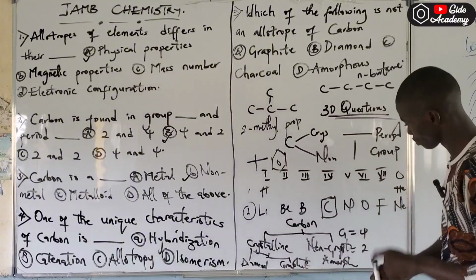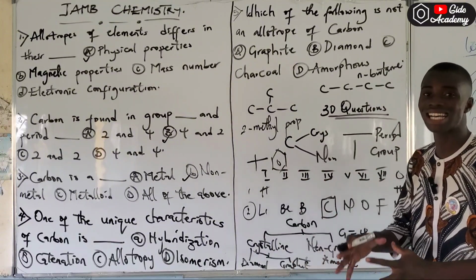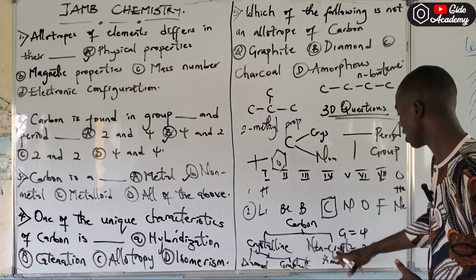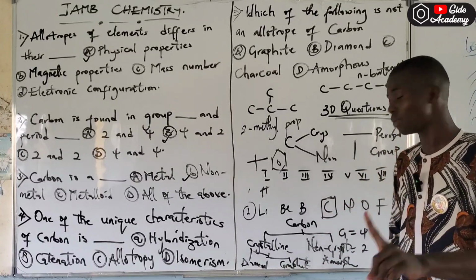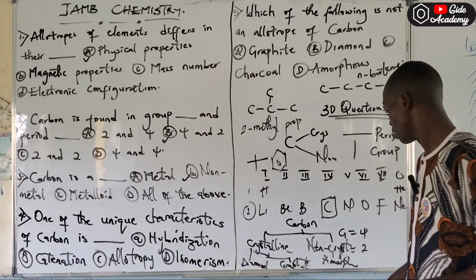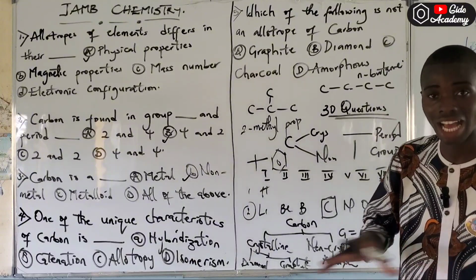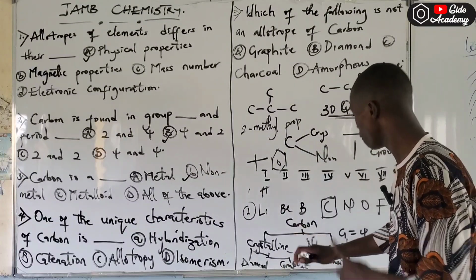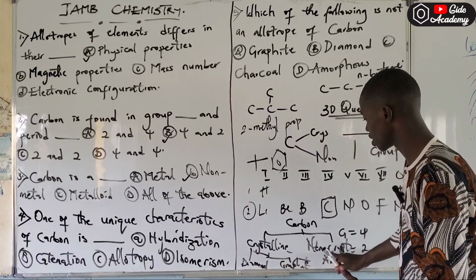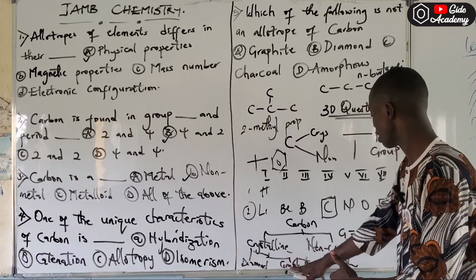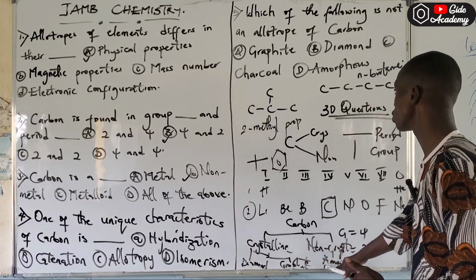Now, look up. Crystalline means it has a shape. Non-crystalline means it is shapeless. Under the crystalline, diamond has a shape, and graphite as well has a shape. But amorphous carbon is shapeless. So we have two forms of carbon, two allotropes of carbon: the crystalline and the non-crystalline. Crystalline is divided into diamond and graphite. The non-crystalline is going to what?